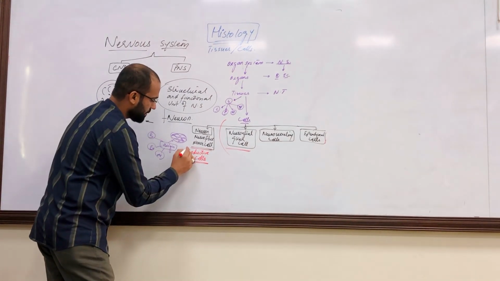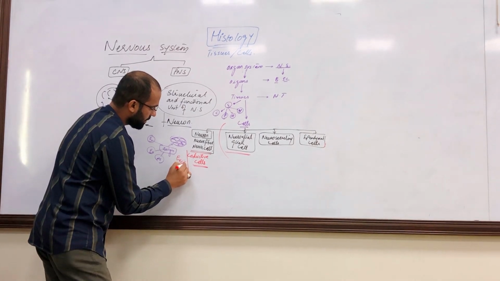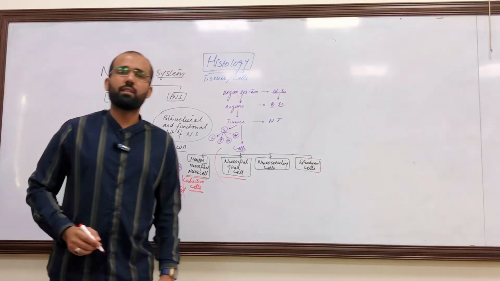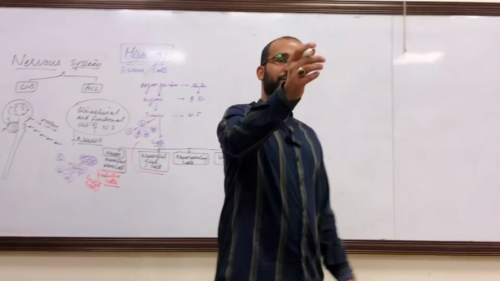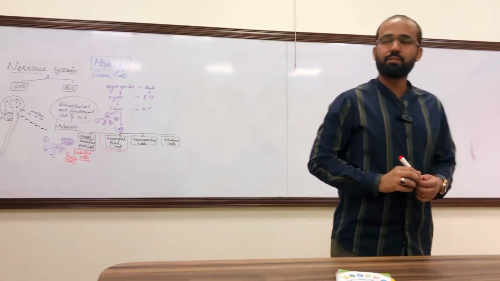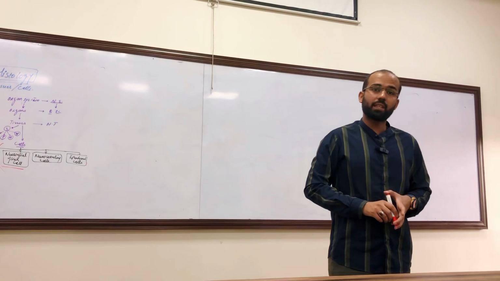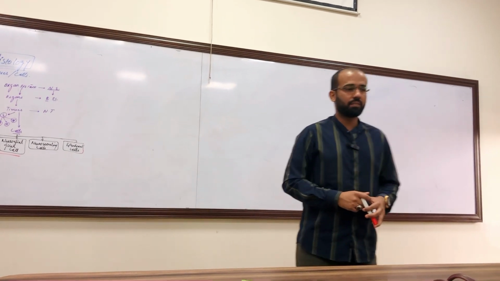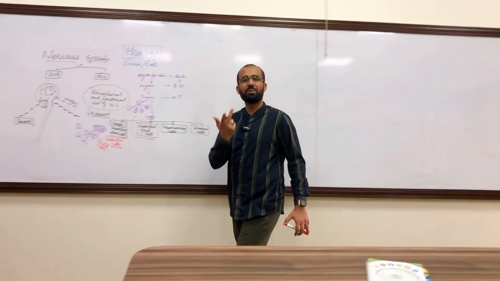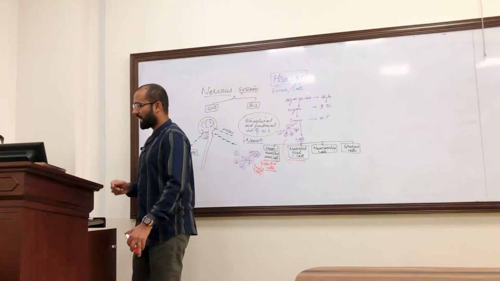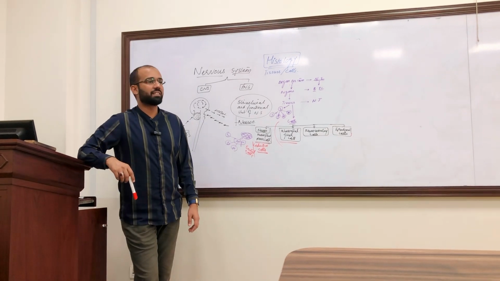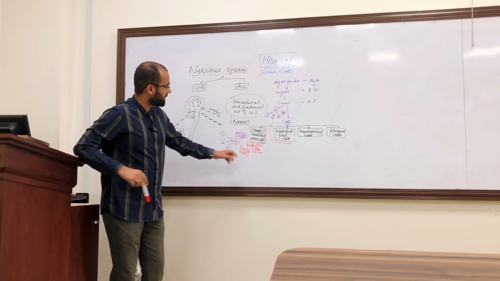Neurons are excited cells. Throughout the kingdom Animalia, how many kinds of cells are excited? Only two. One is the neuron, the other one is muscle cells.